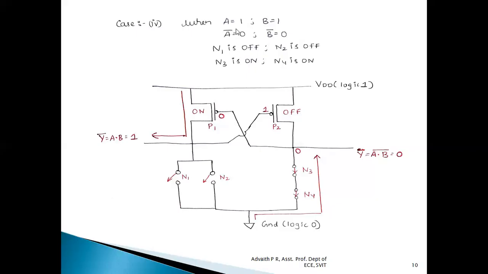Hence, when A is equal to 1 and B is equal to 1, we have to get the AND gate output as 1 and the NAND gate output as 0. We are getting that. AND gate output is 1 and NAND gate output is 0. This is how we implement AND as well as NAND logic using Cascode voltage switch logic.